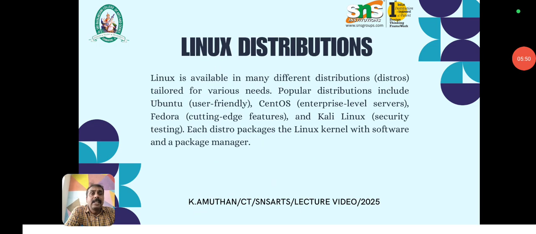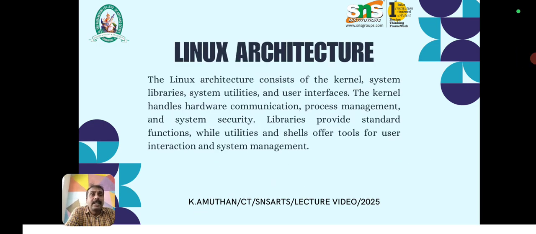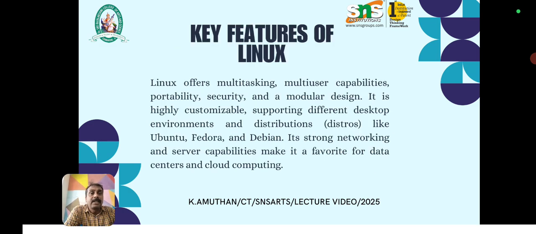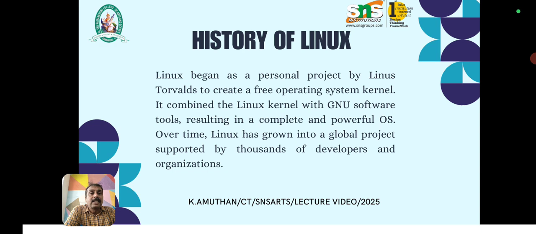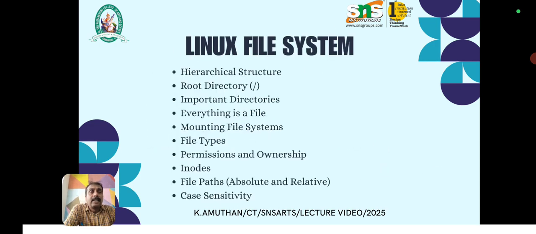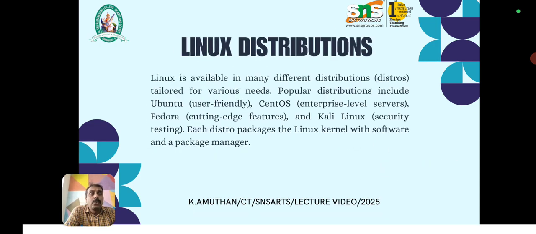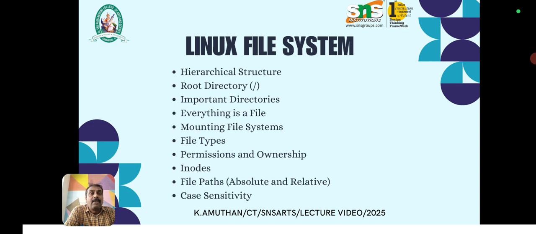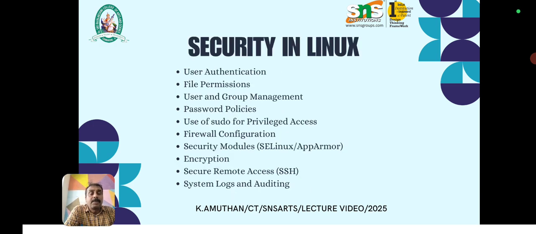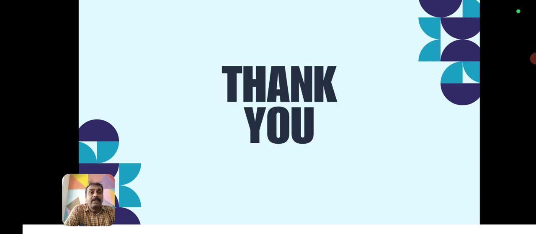So students, Linux is a free OS. The Linux architecture is a kernel and shell system. The kernel handles hardware, and the shell is the interface for user interaction and management. Key features are multi-user and multitasking. Linux combines a free operating system kernel with GNU software tools. There are lots of distributions: Ubuntu, CentOS, Fedora, and Kali. There is a file hierarchy system. Security plays a vital role in Linux: user authentication and file permissions.